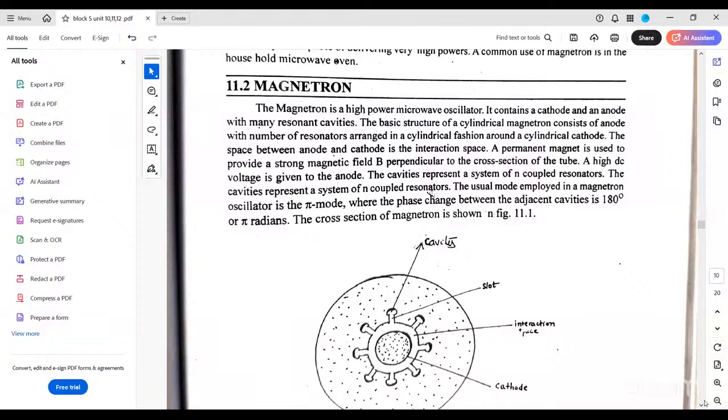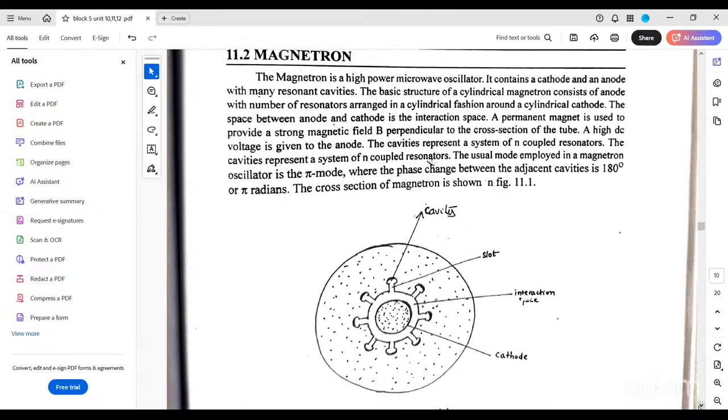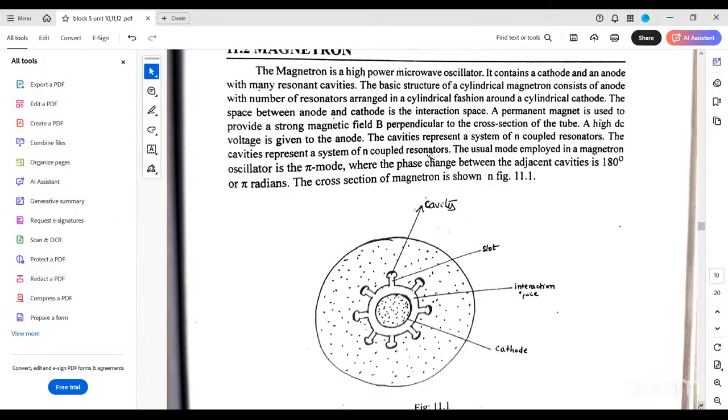First, we'll see the description of the diagram of the magnetron. What we are observing is one bigger circle. Inside, we have a smaller circle with resonators, with tube-like structure connections. Here, what is the outer circle called? What is the inner circle called? Here, the outer circle is anode, the total bigger circle.